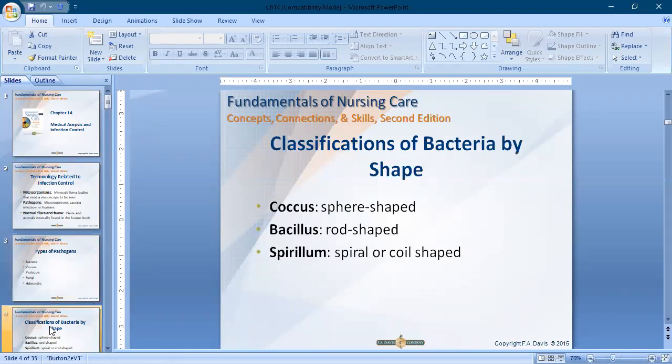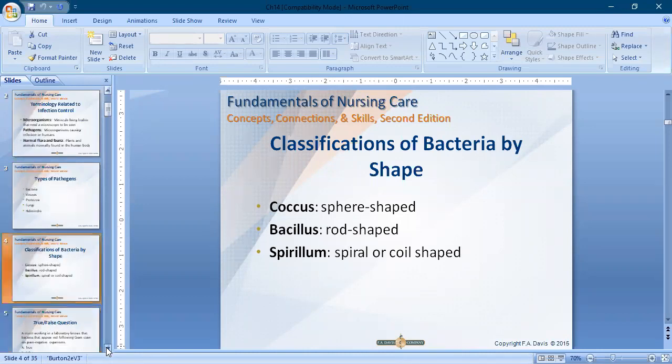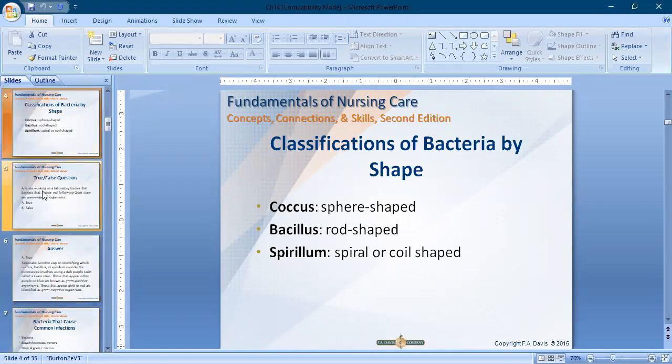And now go to the next one. You just say different kinds of bacteria according to their shape. Some bacteria are ovoid, oval, and this is called coccus. Some bacteria look like a rod. It is called bacillus, rod shape. And some are spiral or coil shape. NCLEX usually does not ask about this, but it is good if you know, right?